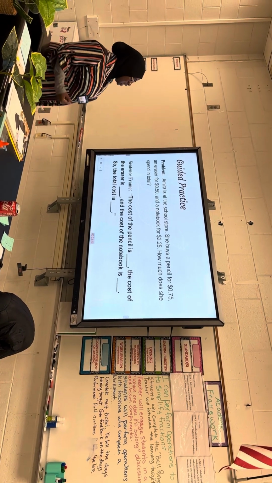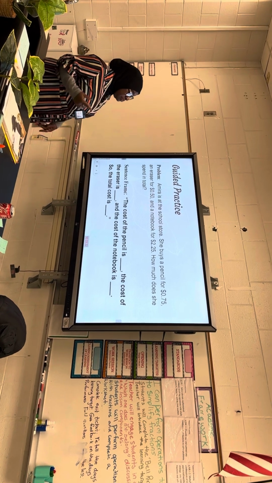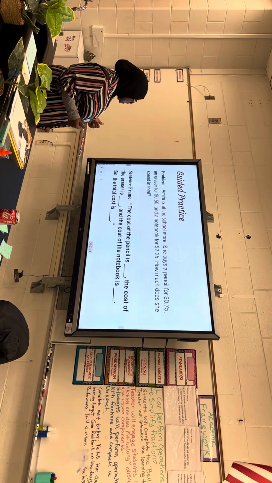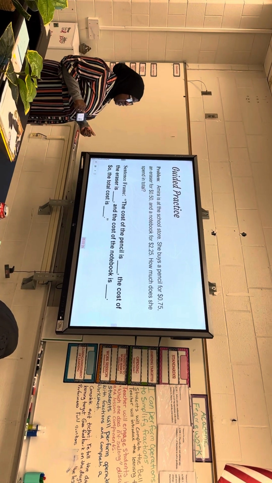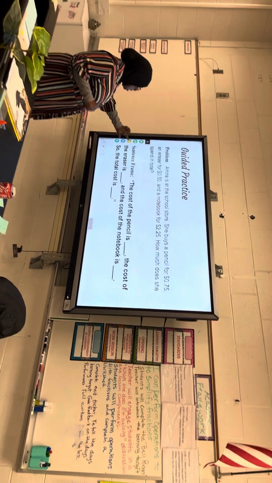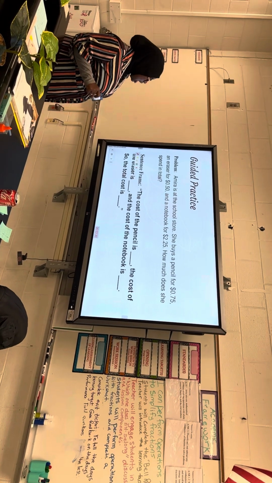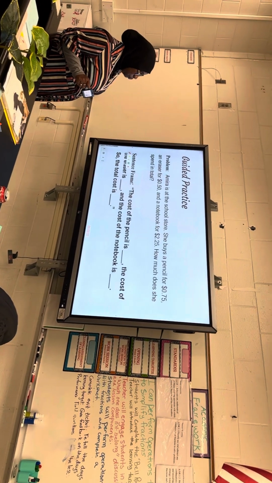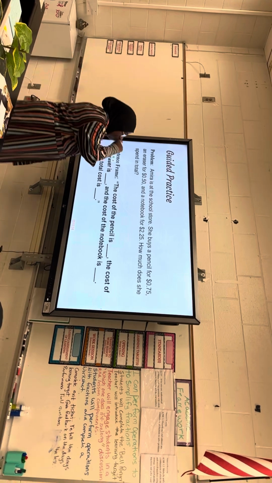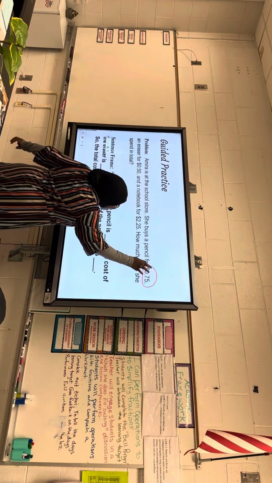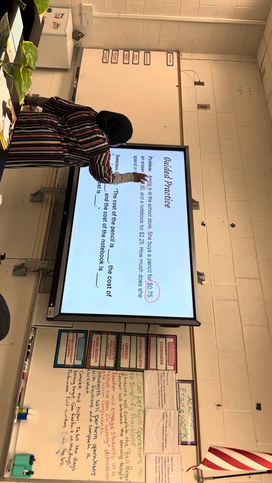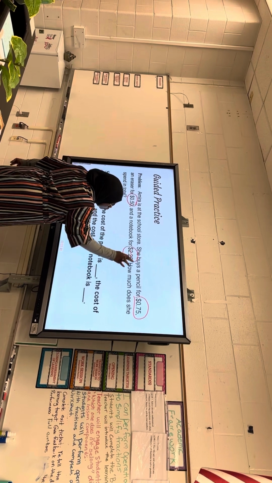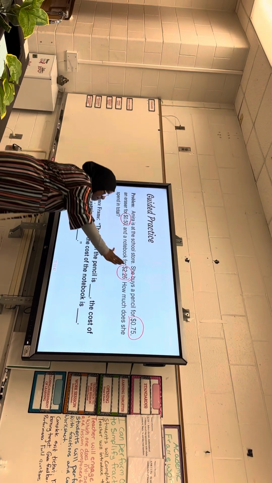I'm going to read it again. Amira is at the school store. She buys a pencil for 75 cents, an eraser for 50 cents, and a notebook for $2.25. How much does she spend in total? So my second read is for my quantity. So I see 75 cents here, 50 cents here, $2.25 there. Okay.